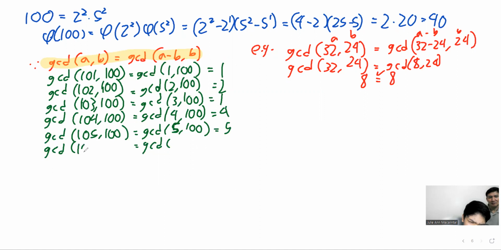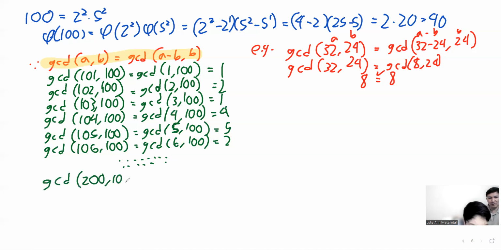And then GCD of 106 and 100 is equal to GCD of 6 and 100, which is 2. What if you just prove this one? It will go up to GCD of 200 and 100. Applying this formula, it has the same GCD as 100 and 100. So this literally shows the proof that we were claiming earlier.